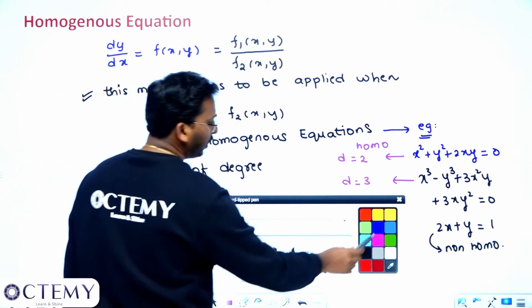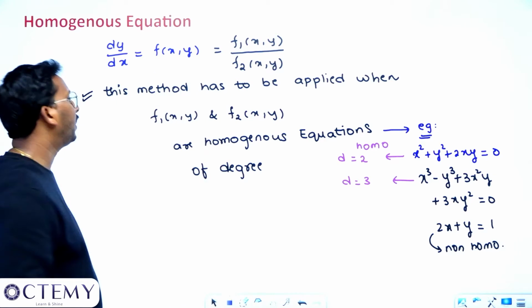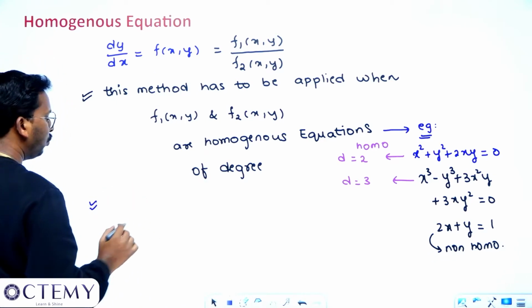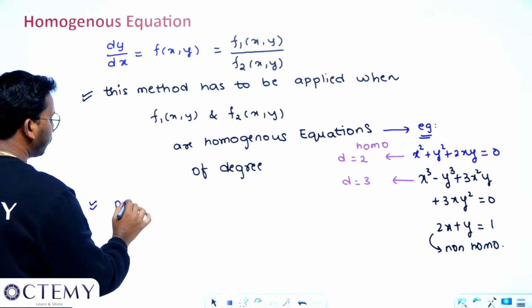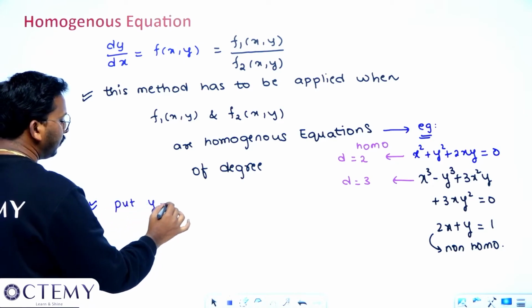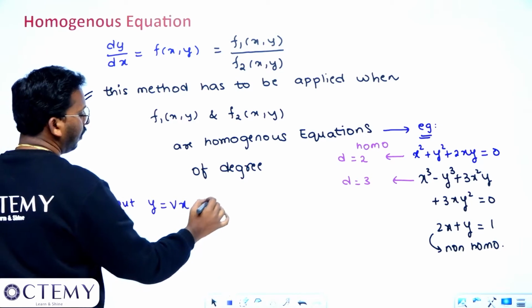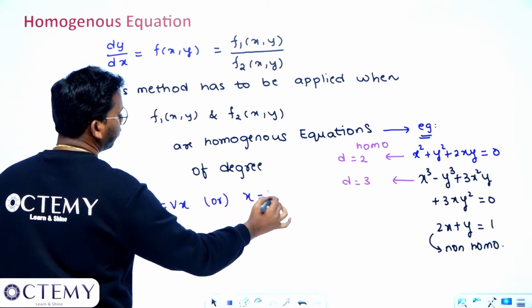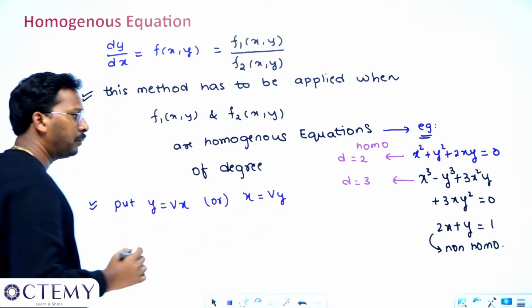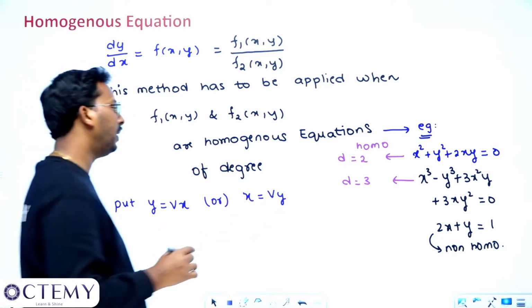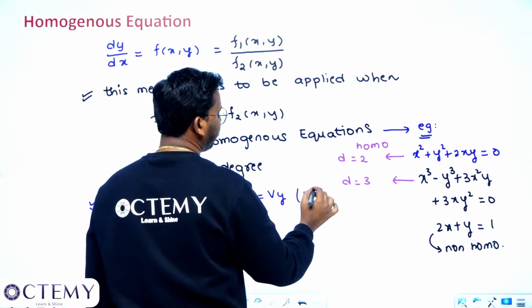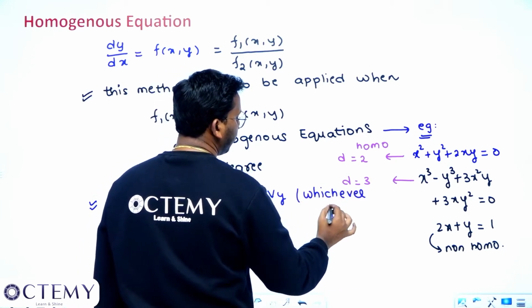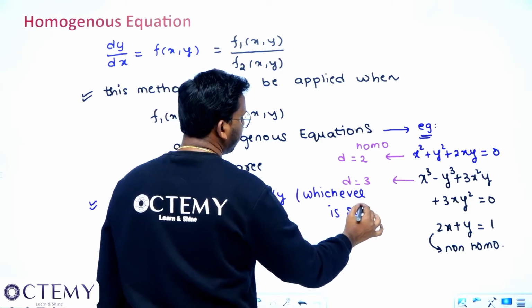Okay, we have understood that we have to apply it to the homogeneous equation. Next point is how to apply, sir. How to apply? Put y is equal to vx or x is equal to vy, whichever is suitable.